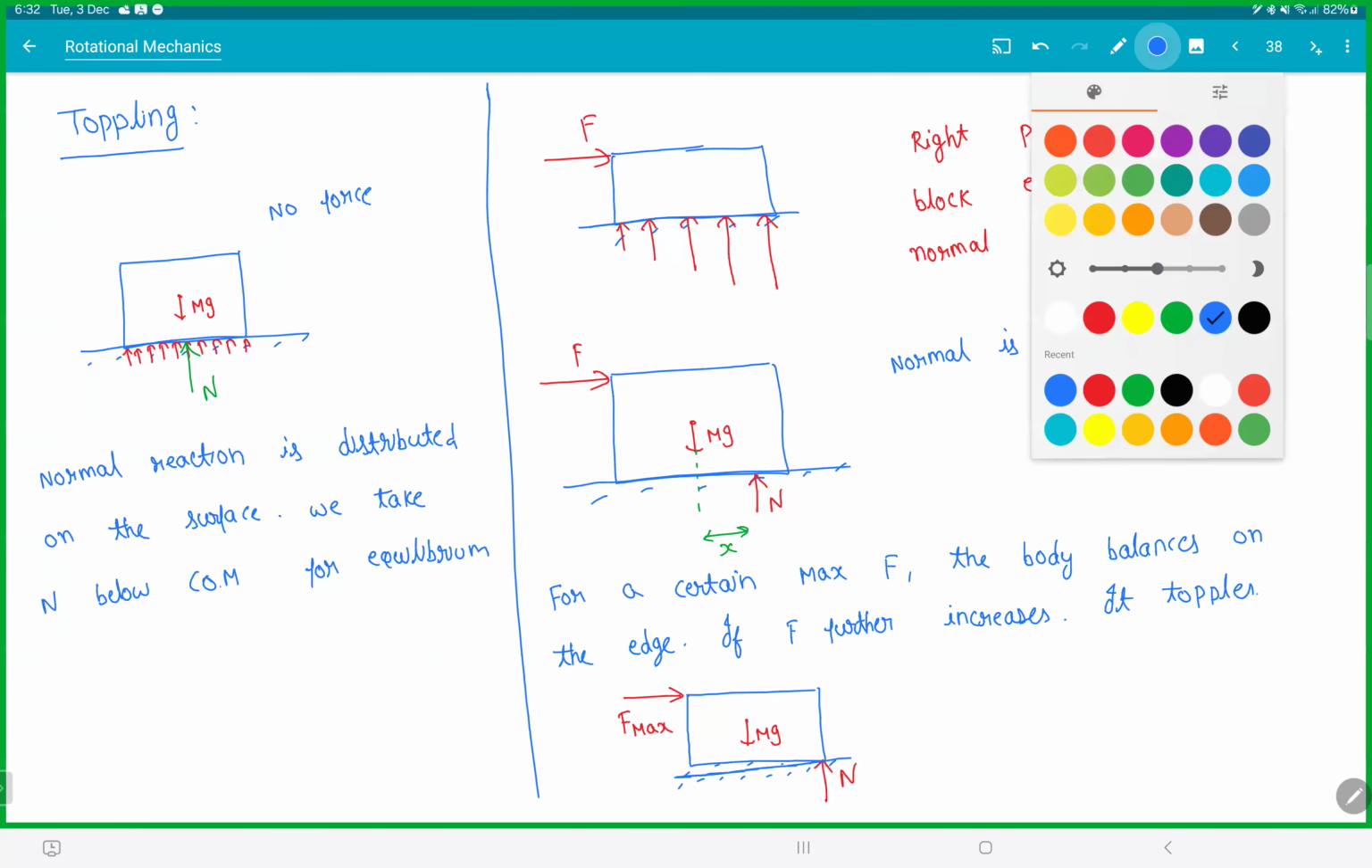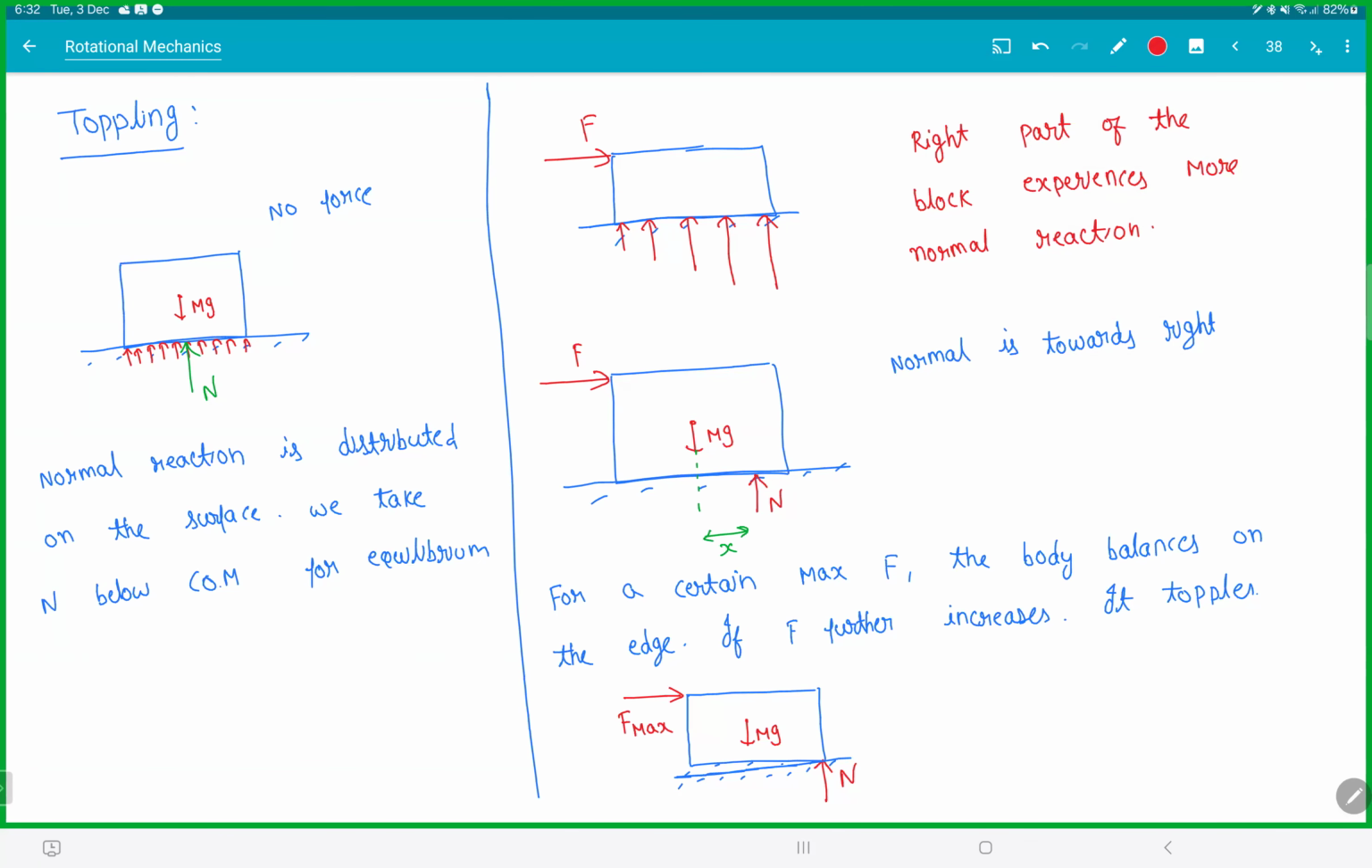So this is the most important thing. Whenever someone says the body is about to topple, you should draw this FBD. This is the FBD when the body is about to topple. The N should be on the corner. So the whole body is just standing on that one single line. If it is a 3D structure, the body is about to topple. That is the main thing I wanted to teach you in toppling. Other than that, equilibrium, force, torque, all that stuff will be the same.